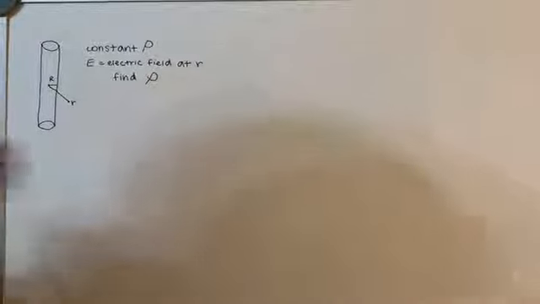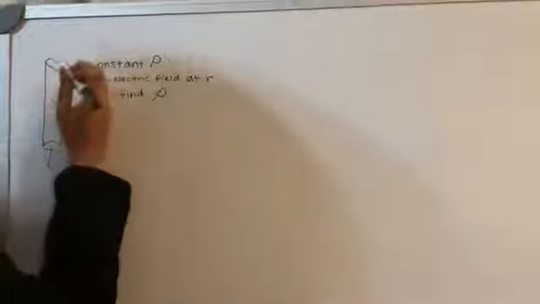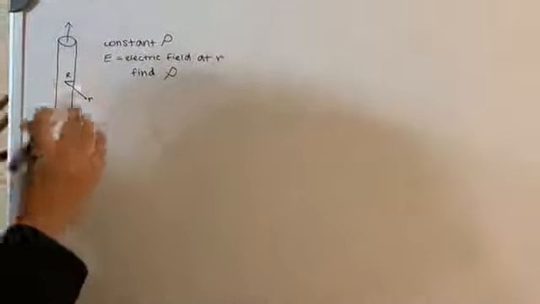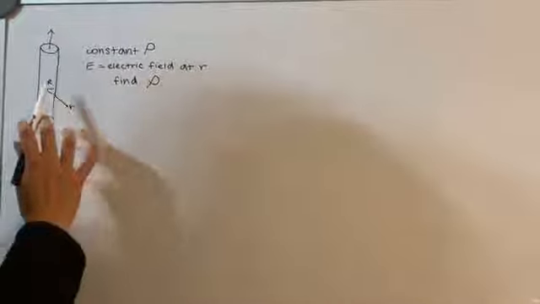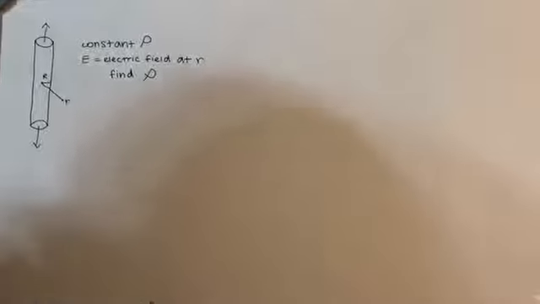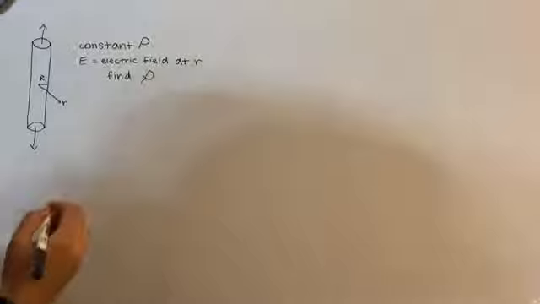So in this problem, we have an infinite charged cylinder. I'm just going to draw some arrows on it to indicate that it is infinite. And it has a radius of large R, and we have a constant volume charge density rho. And we're given that the electric field at this little r, which is an arbitrary point outside of the cylinder, is equal to E, or the magnitude of it is. And we want to find rho, the volume charge density.